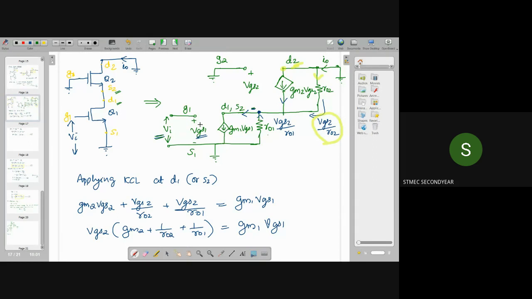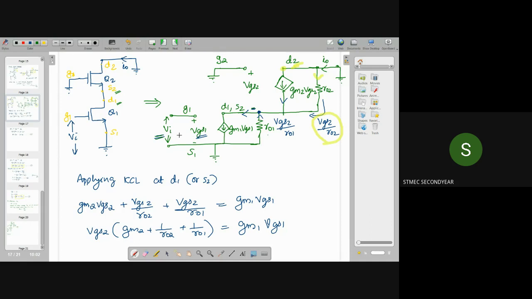So in this equivalent circuit we are making Vi equal to 0. Vi equal to 0 implies VGS1, which is equal to Vi, will become 0. Now if VGS1 equals 0, what happens to this current source? This current also becomes equal to 0.